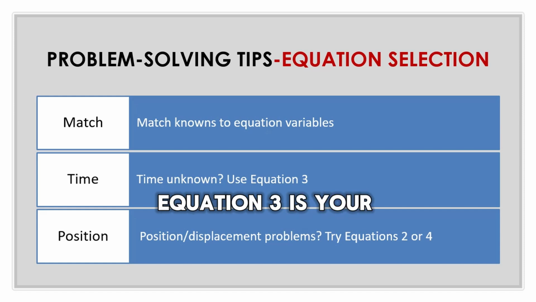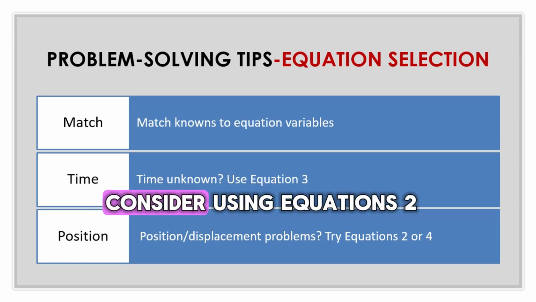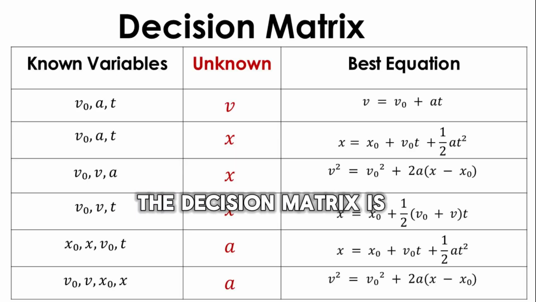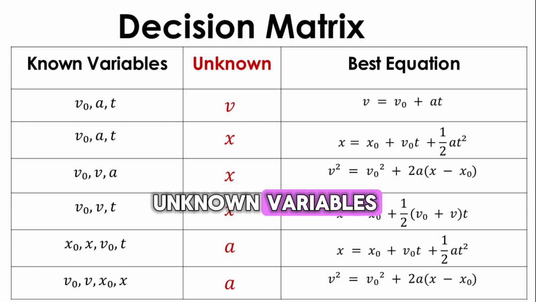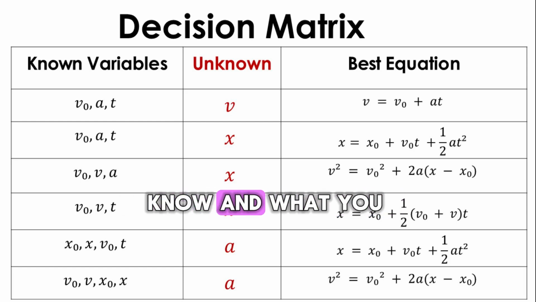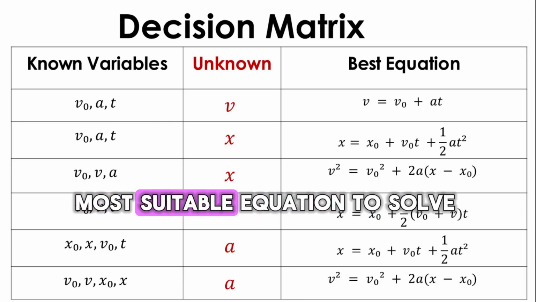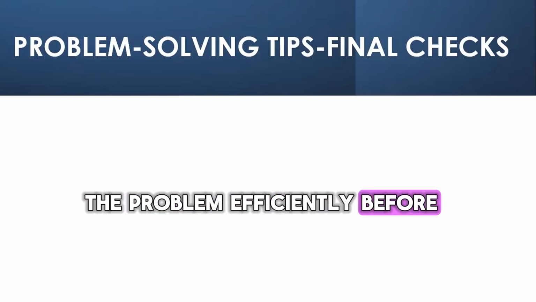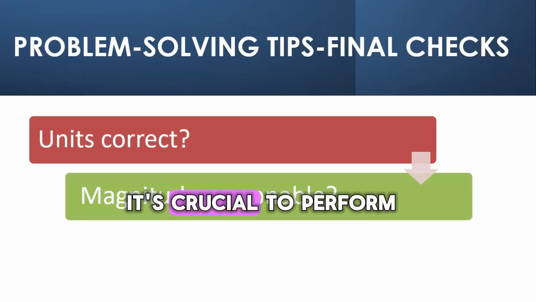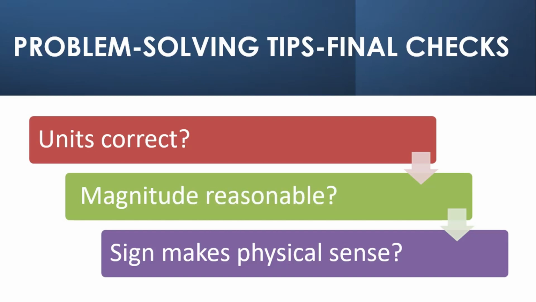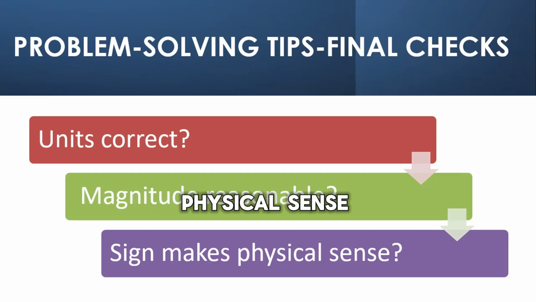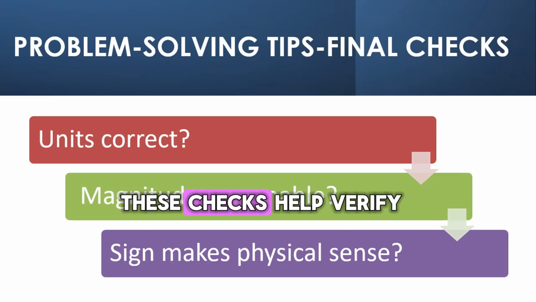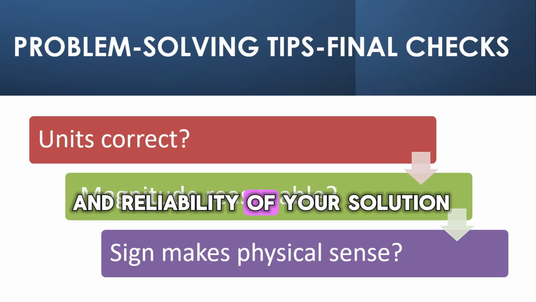This helps in selecting the right equation to use. If time is unknown, equation 3 is your go-to. For position or displacement problems, consider using equations 2 or 4. The decision matrix is a powerful tool for selecting the best equation based on known and unknown variables. By identifying what you know and what you need to find, you can choose the most suitable equation to solve the problem efficiently. Before finalizing your solution, it's crucial to perform some final checks. Ensure the units are correct, the magnitude is reasonable, and the sign makes physical sense. These checks help verify the accuracy and reliability of your solution.